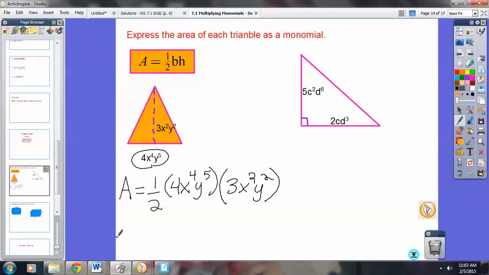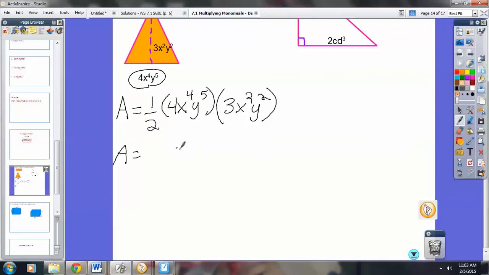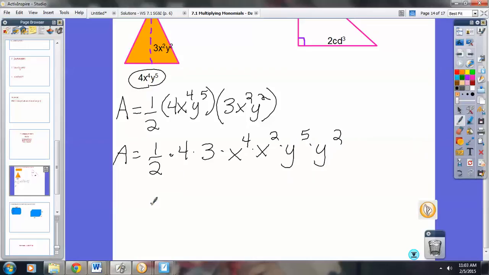There's a property that we've been using. It's called the commutative property, because we can multiply in any order we want. So I might rearrange this to put all my coefficients in front, then all my x's next, and my y's. So let's multiply those coefficients. Half times 4 is 2, and 2 times 3? 6. What do we do to these exponents on the x's? Add them. 4 plus 2 is 6, and y to the 7. Add those exponents.